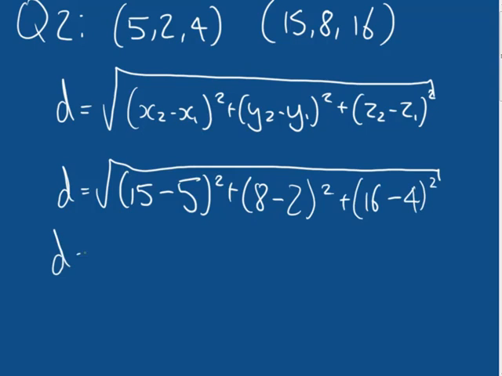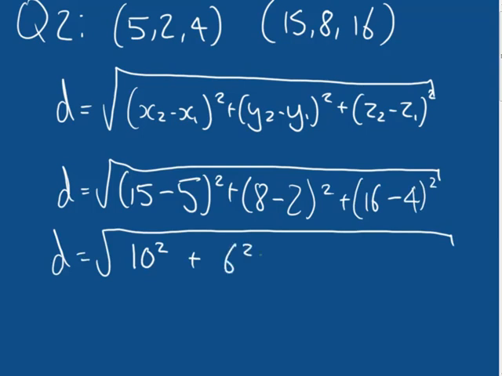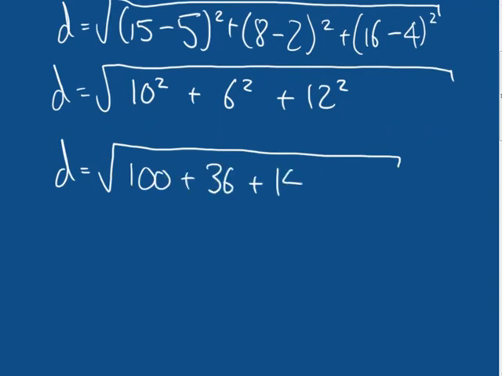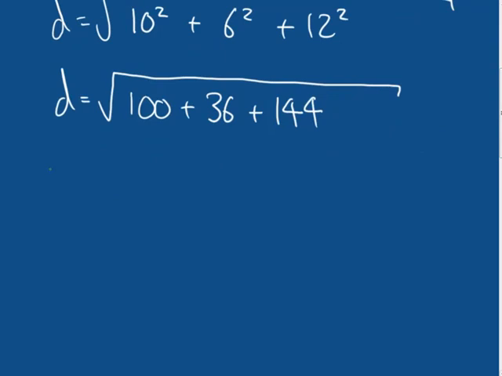So carrying this on, that means that d is equal to the square root of (15 minus 5 is 10) squared plus (8 minus 2 is 6) squared plus (16 minus 4 is 12) squared. That means that d is equal to the square root of 10 squared is 100, plus 6 squared is 36, plus 12 squared is 144, which means that d is equal to, well, 100 plus 36 plus 144 is going to give us 280.